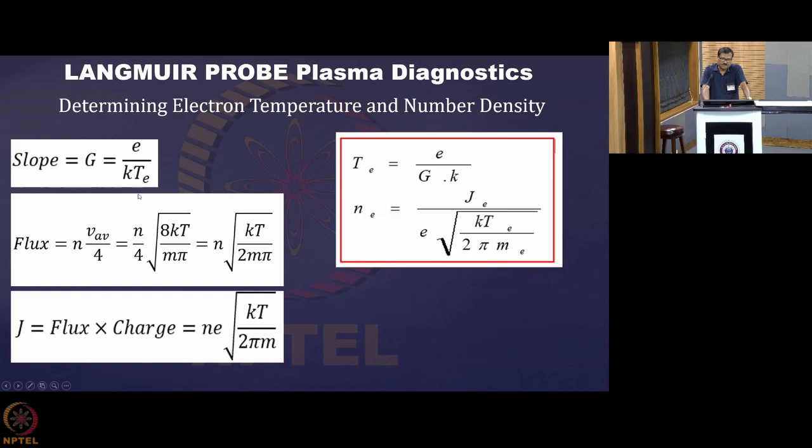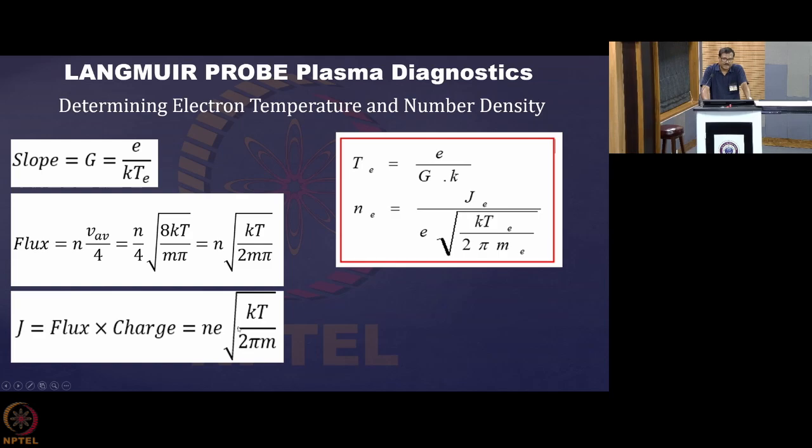Like this, you just alter the parameters and you get T is equal to e by Gk, where G is the slope of that curve. Then the electron number density comes from the flux. So this current density is the flux times the charge. This flux is n C bar by 4, where C bar is the average velocity, and you know the average velocity depends on the temperature, so it comes like this. Finally you get the current density related to the temperature and number density like this.